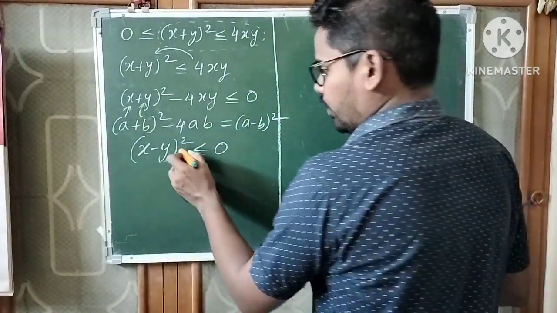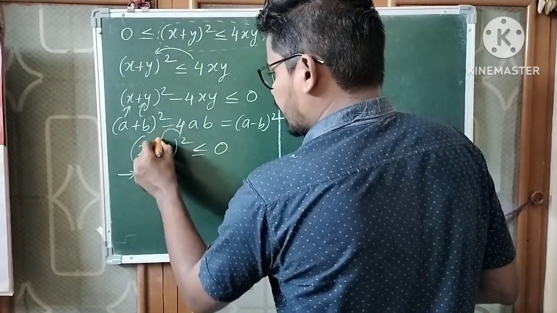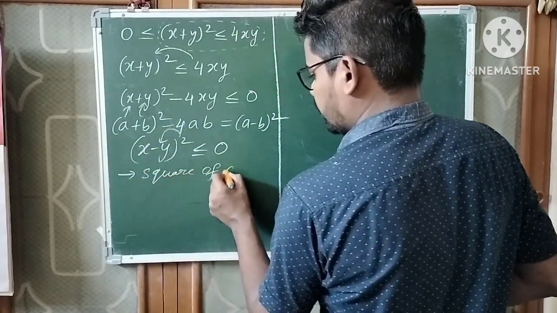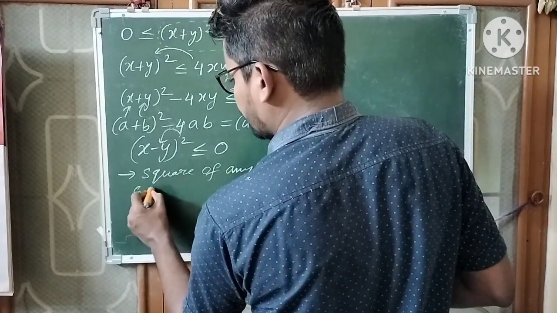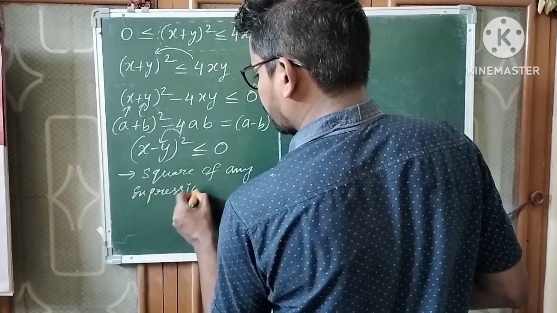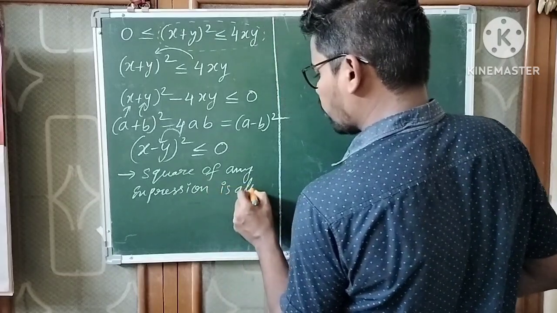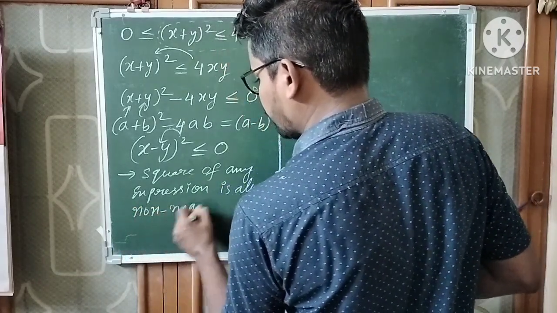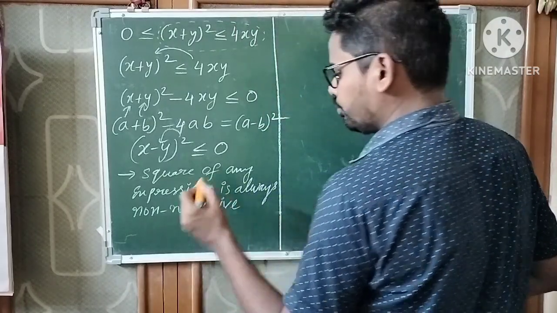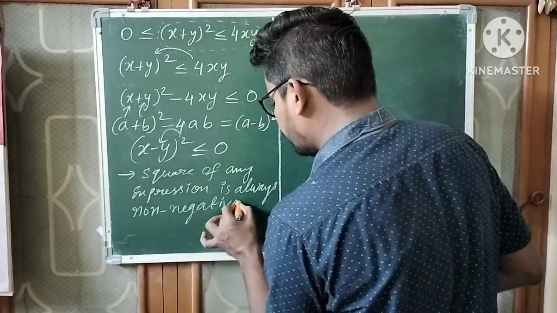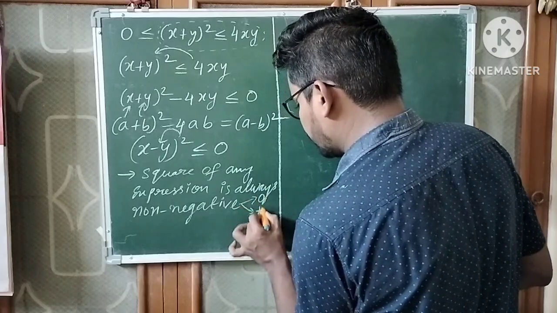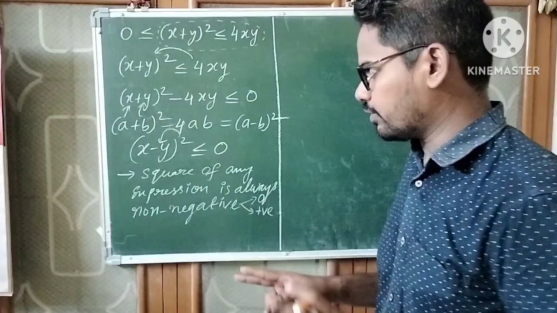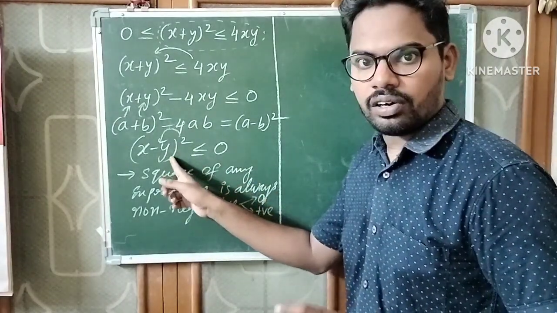Now, see, we know that the square of any expression or quantity is always non-negative. Remember, very important: the square of any expression or quantity is always non-negative. Non-negative means either 0 or positive, either 0 or positive. It means this expression (x minus y) whole square is either 0 or positive.